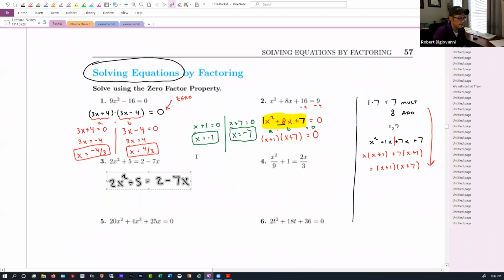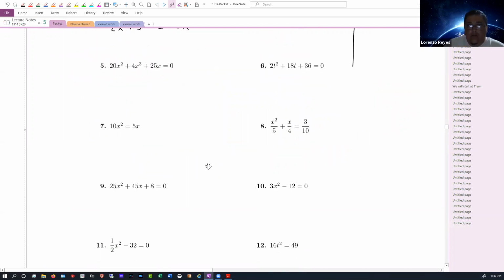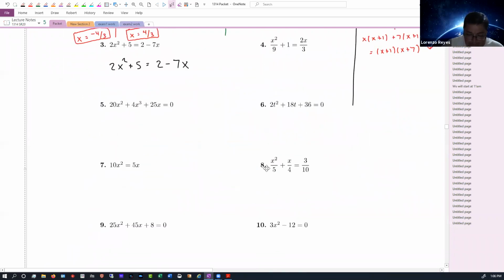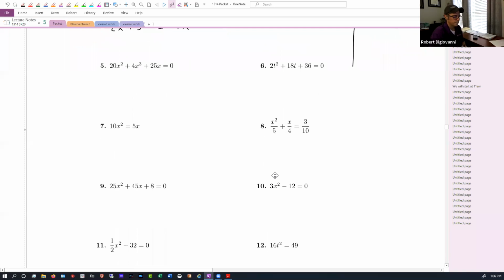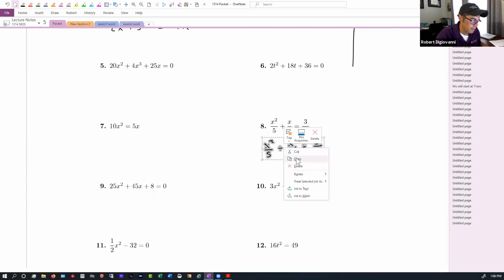Okay, let's go back and take a look at this here. Let's do one of these ones with fractions in it. Let's do number 8. So we've got x squared over 5 plus x over 4 equals 3 over 10. As soon as you see the fractions, you start to freak out. But we're going to handle them, all right?